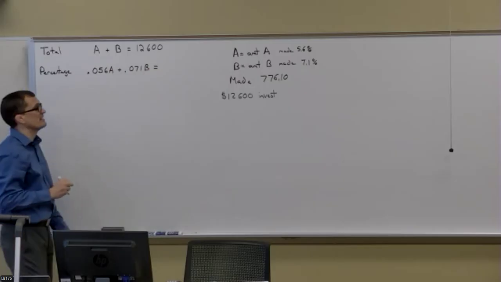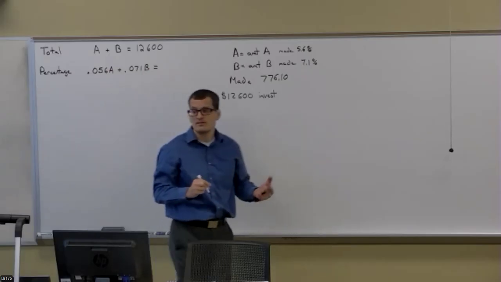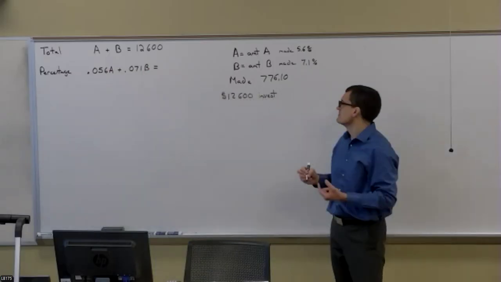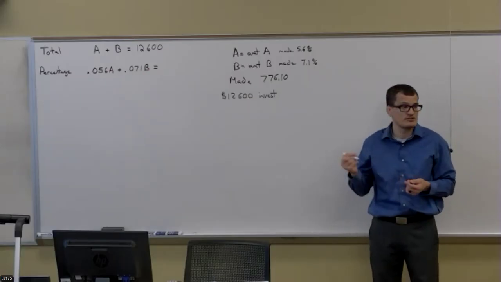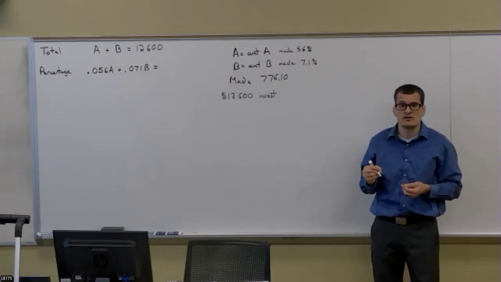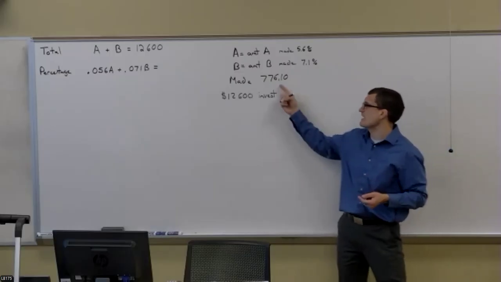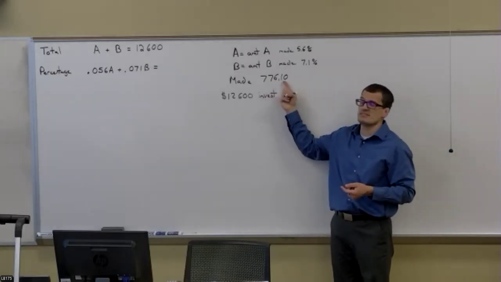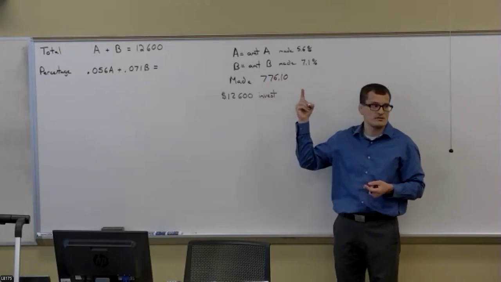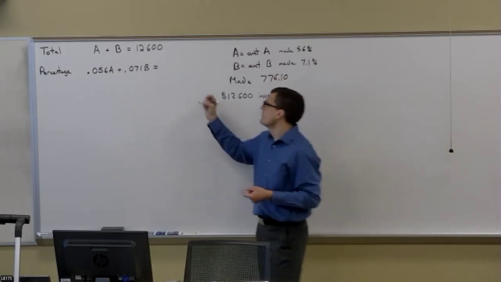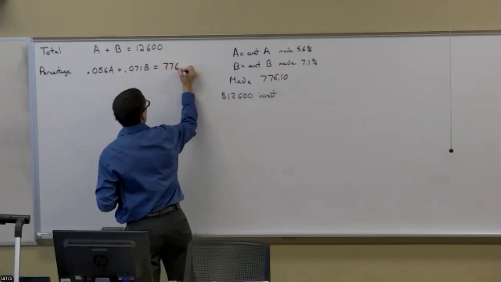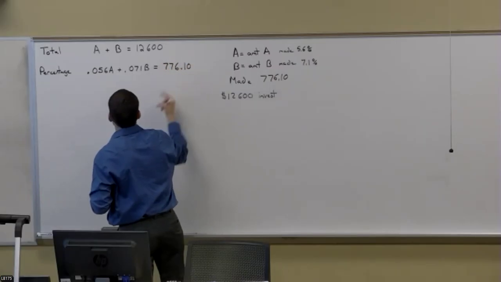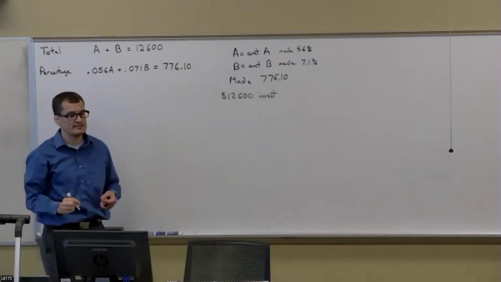And at the end, instead of stating like, well, we made 6.7% of the original, instead of saying something like that, it just says we made $776.10 total. So instead of this being a multiplication on the right-hand side, it's just how much they made in total.